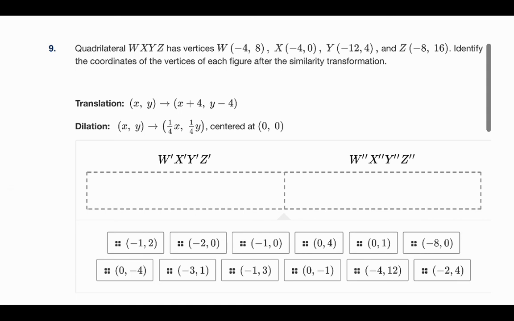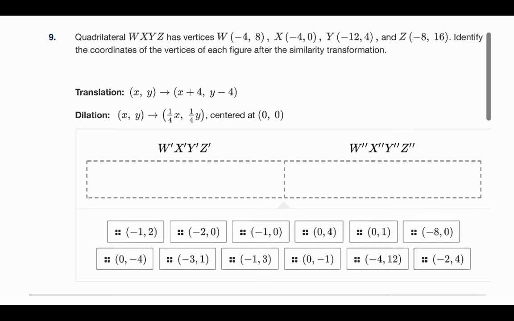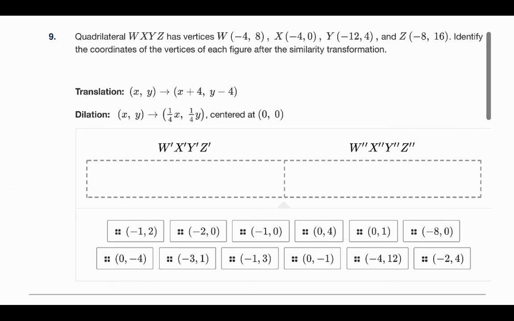Okay, number 9. Quadrilateral WXYZ has vertices W at -4 and 8, X at -4 and 0, Y at -12 and 4, and Z at -8 and 16. Identify the coordinates of the vertices of each figure after the similarity transformation. So just like the previous one we did, we have to do this one first. Once we have that one done, then we would do this one second, based on the first one. So on the first one, it's telling us we're going to add 4 to our X value, and we're going to subtract 4 from our Y value.